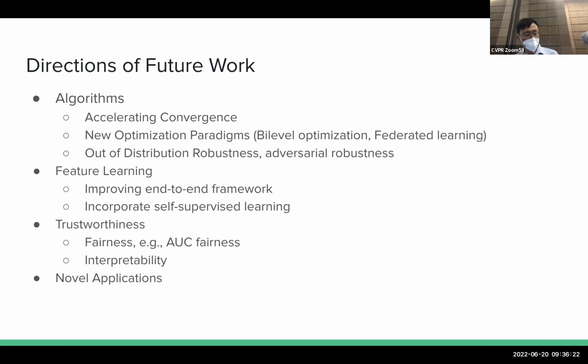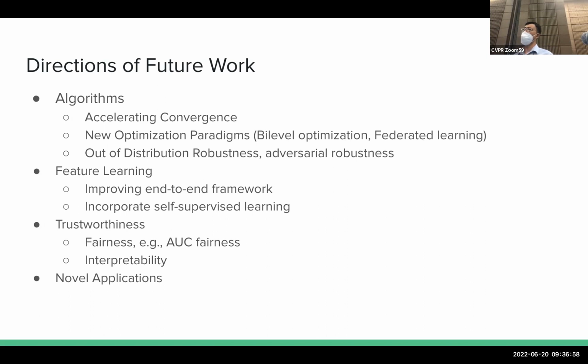Another thing is feature learning. We have talked about two kinds of approaches for feature learning. One is a two-stage approach. First, we learn the feature network by optimizing the standard cross entropy loss, and the second stage is to use deep AUC to fine-tune the network. He also talked about the end-to-end learning framework by compositional training. But the question is whether there exists a better way to do end-to-end learning.